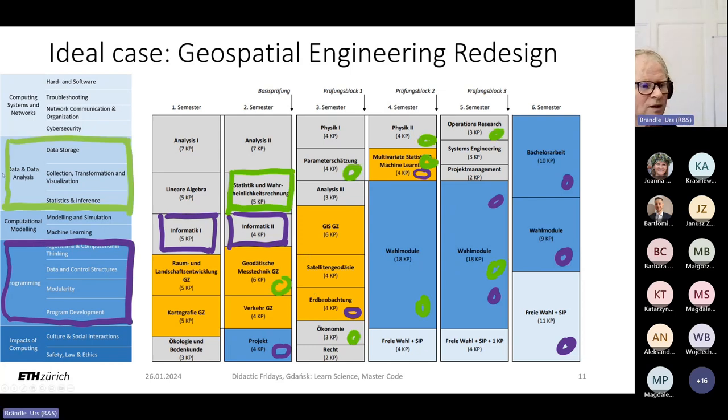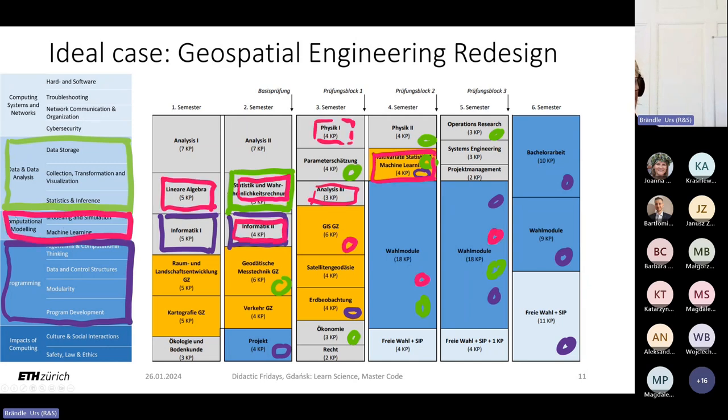And the same would be true for the data and data analysis part. So they have some statistics and stochastics in the second semester, which is already used in the geodesy and then picked up in the parameter estimation course. Economists work with the statistics and then in the multivariate statistics and machine learning. So that's quite a successful model, because once they have learned how to drive, they have continuous exercise and deepening.